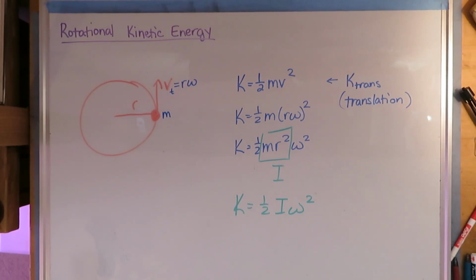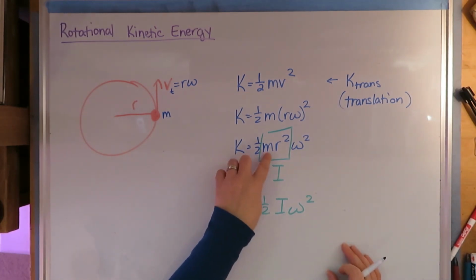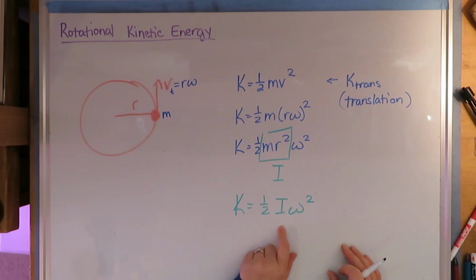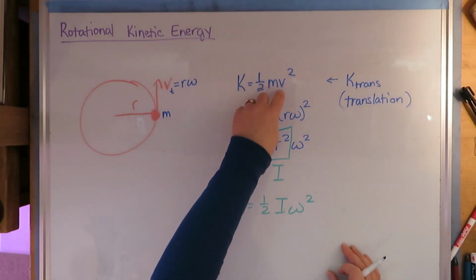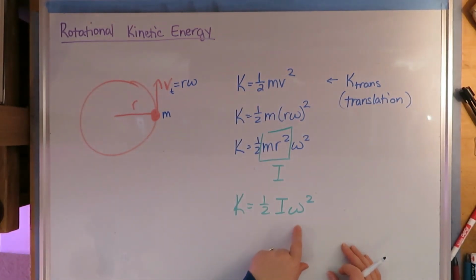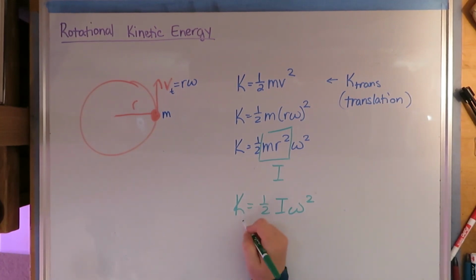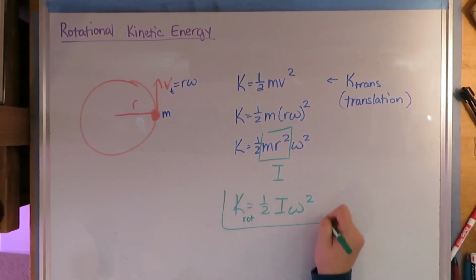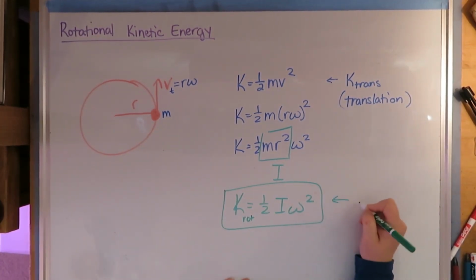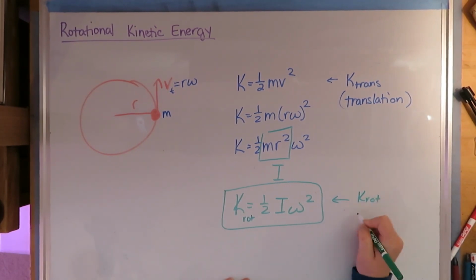And this goes along with our relationship between linear and rotational variables, as things aren't really that different. We're just trading out some variables. So instead of having linear momentum, we have rotational momentum. Instead of having a linear speed, we have an angular speed. So this is going to be our definition of rotational kinetic energy. So this would be K rot, rotational kinetic energy.